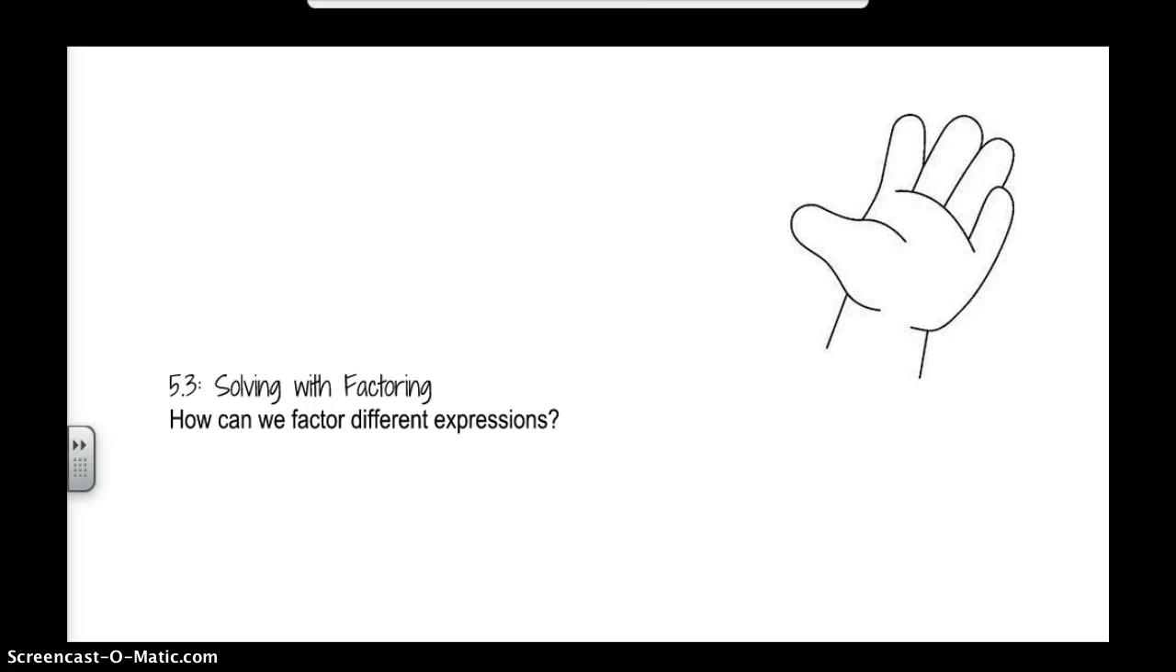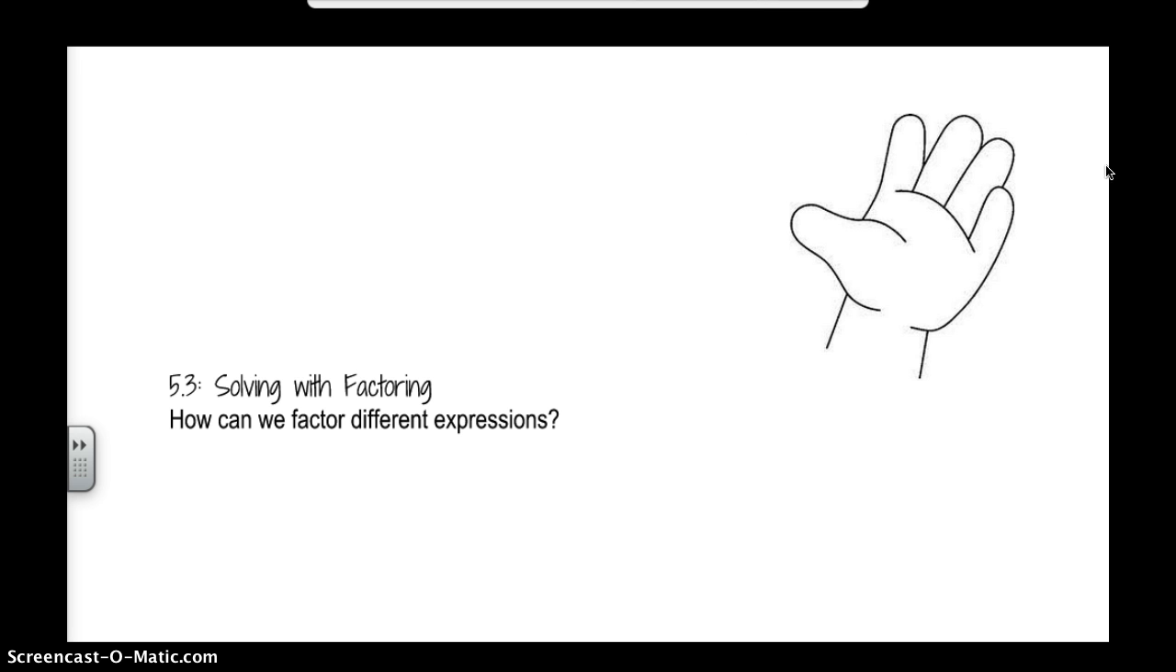Okay, so just really quickly I want to talk to you about how we can solve with factoring. This is another method in our quadratic solving toolbox. The first one we talked about was graphing, and we talked about looking at where the equation crossed the y-axis, where the equation crossed the x-axis. So now we're going to start talking about factoring, which is a little bit different.